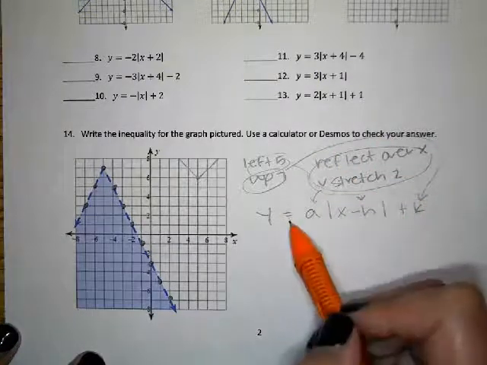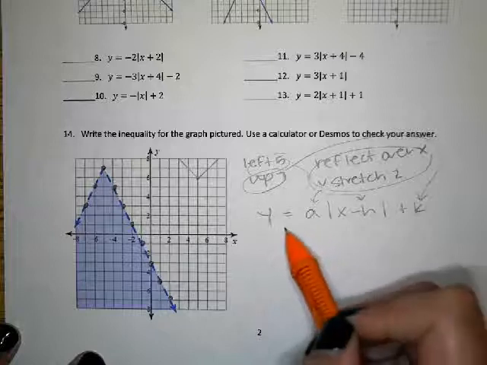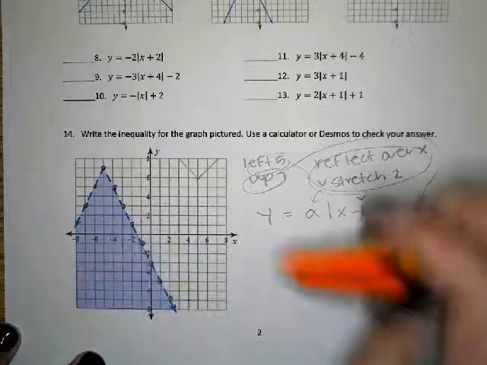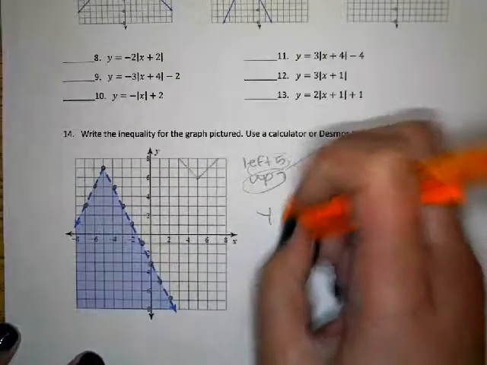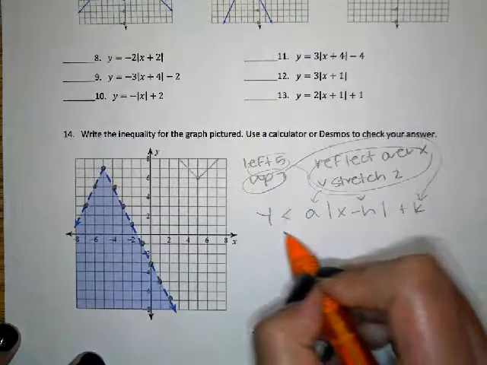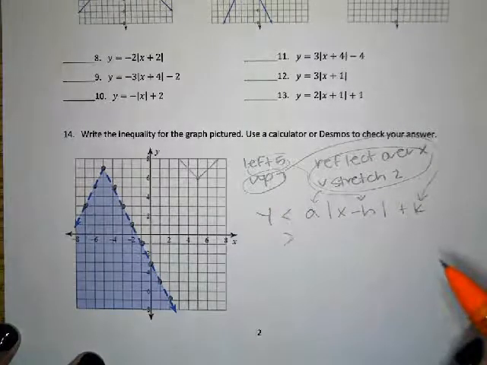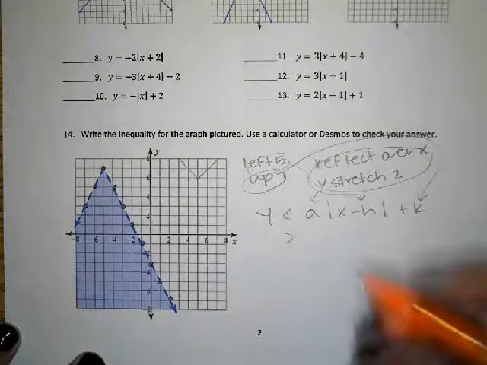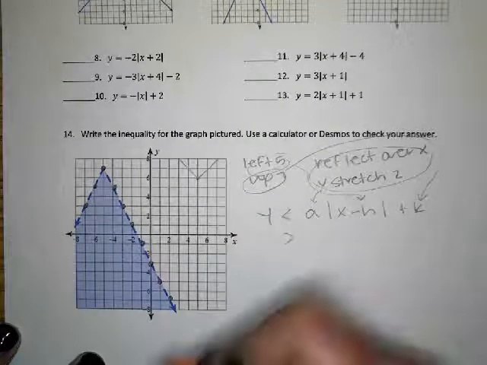All right, I know that I cannot have an equal sign because this graph is shaded, and it's got a dotted line, so I know that I have to have some sort of inequality here. So I'm going to have this symbol or this symbol. I'm not sure which one. But I do know that I can pick a point and plug it in. And I can pick whatever point I want.